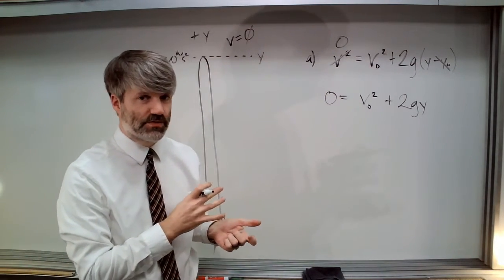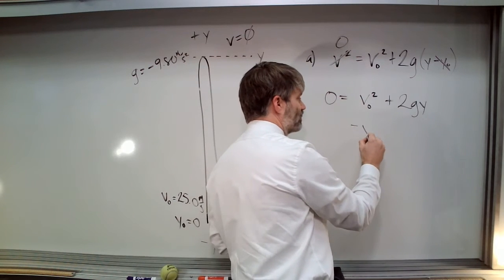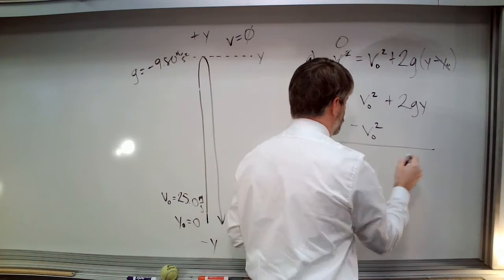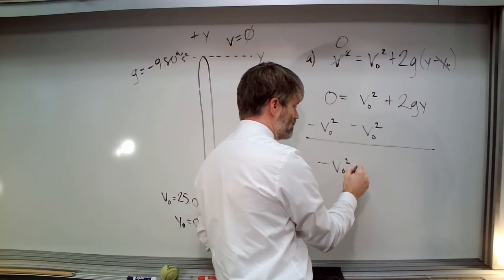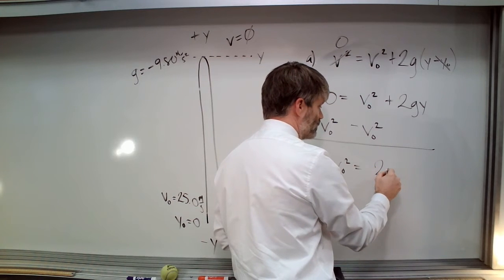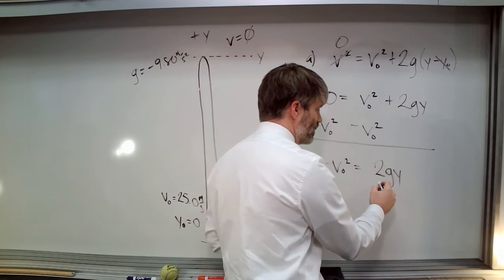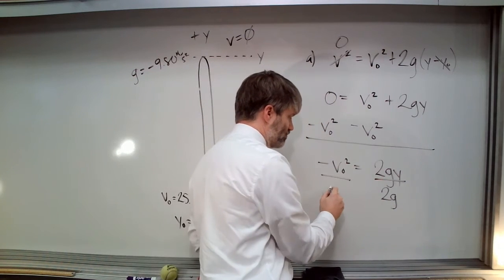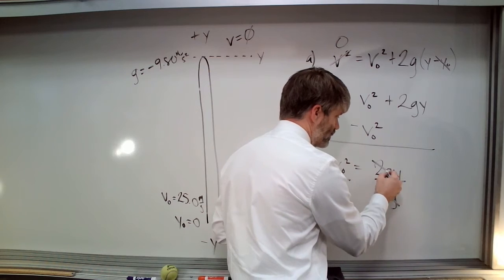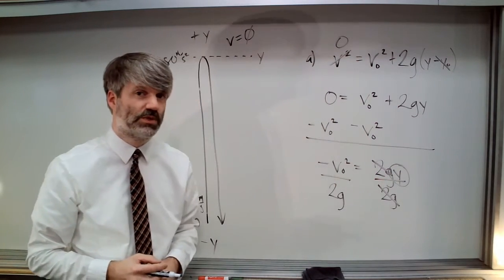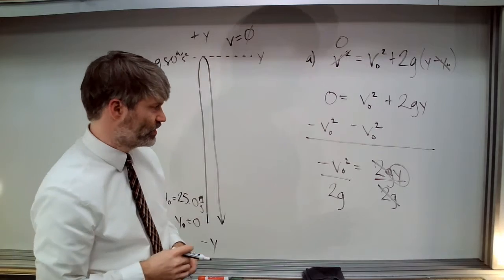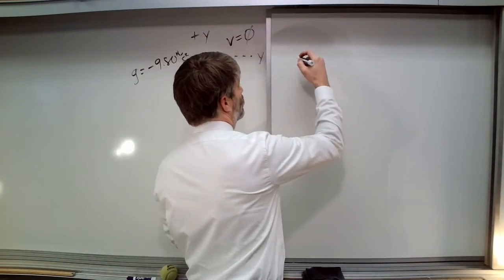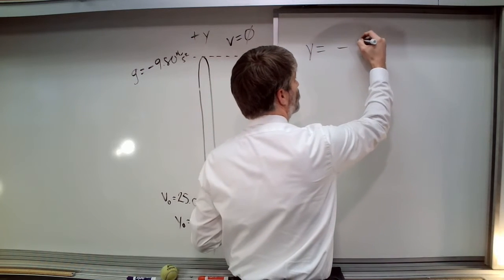I'm going to solve this for y, subtracting v naught squared from both sides. So negative v naught squared is equal to 2g times y. We divide both sides by 2g at this point to get just the position on its own, just its y position. Going to another board here, that's going to be y equals negative v naught squared over 2g.